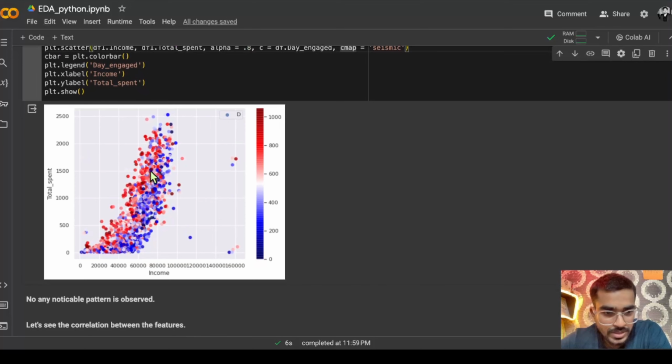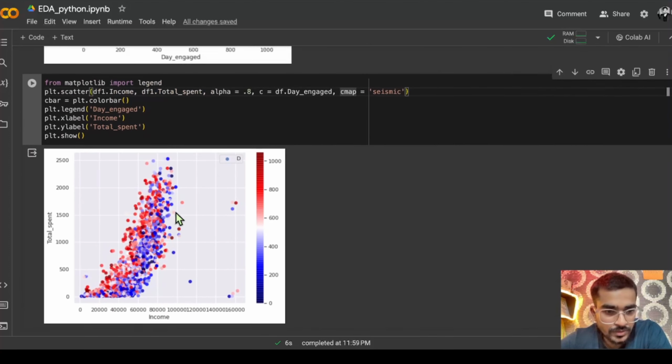So from here you can see that if this region has red values, that means day engaged is more. So for those people, you can see that this is coming on the left side, that means the income is less but spent is more for those people. But on the right side you have more blue dots, that means less day engaged. And yeah, total spent is also high, like the distribution is the same, but this is coming on the left side, that means the average income is less for these kinds of people, but average income is high for blue dots. So that's the conclusion you can make out of that.